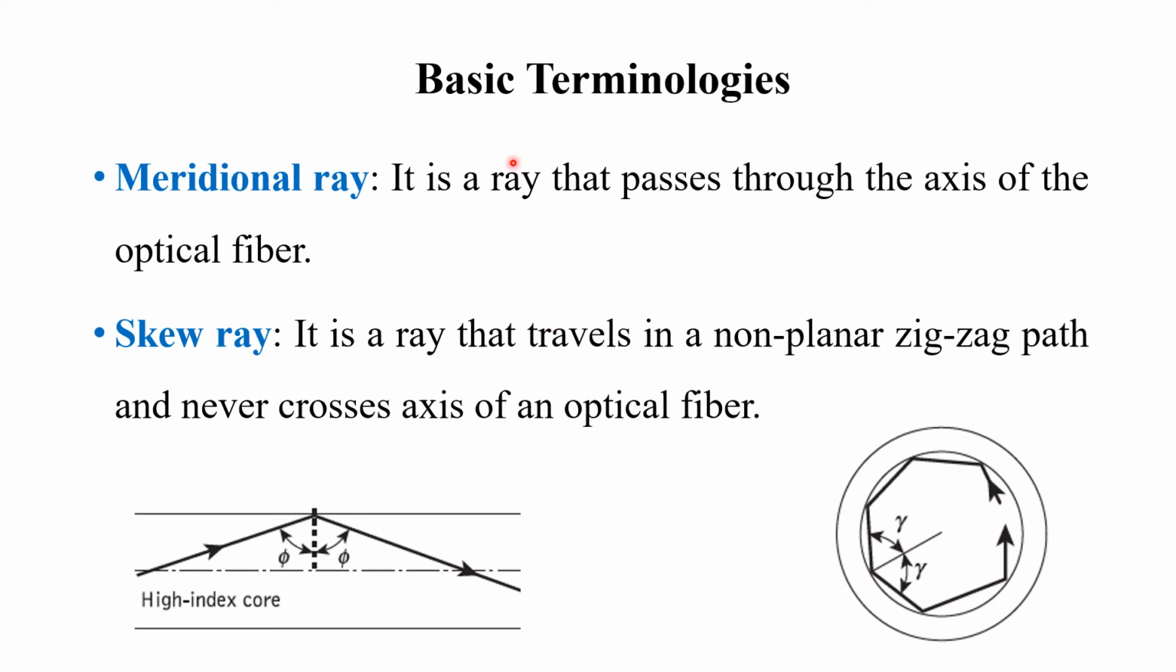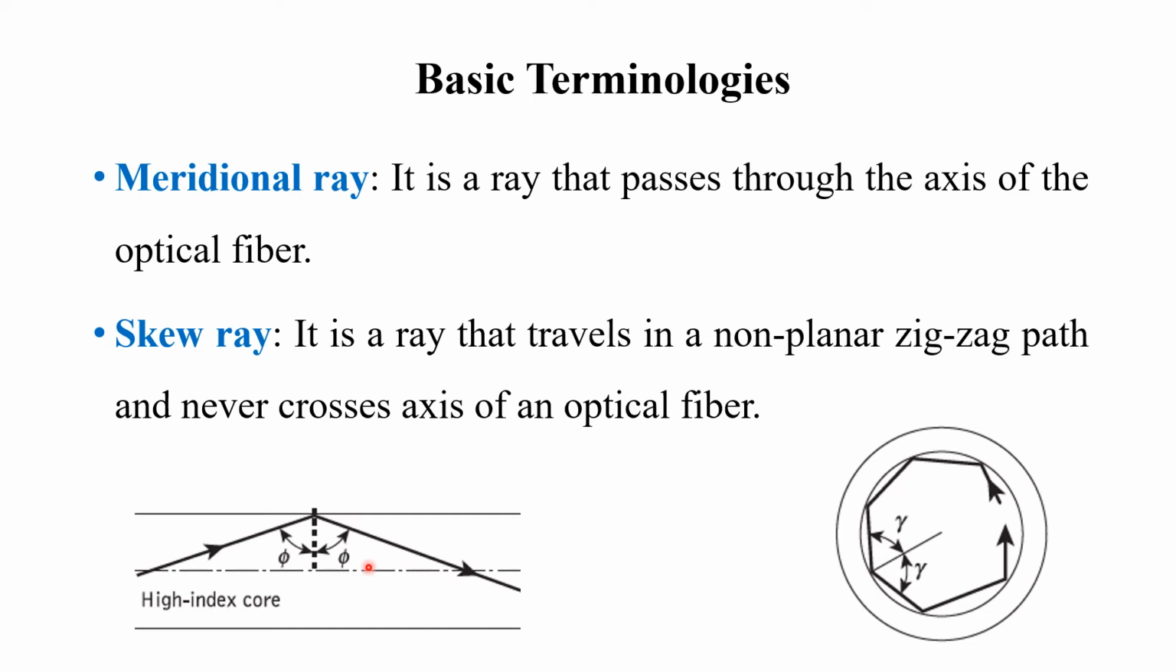Now some of the terminologies that we use in the future lectures. The first one, the meridional ray and the skew rays. A meridional ray is a ray that passes through the axis of the fiber. This is the diagram that shows the transmission of a meridional ray. Make a consideration that this is only the core part of the representation. From this line up to this line is the core of the optical fiber. The middle of that core is what we say the axis of the optical fiber.